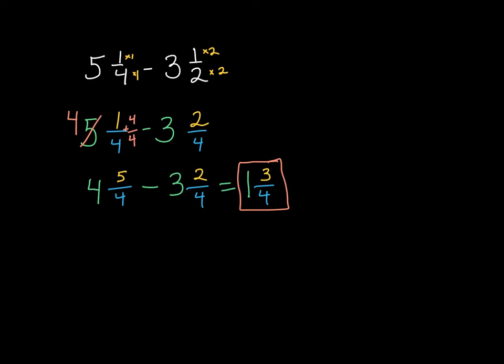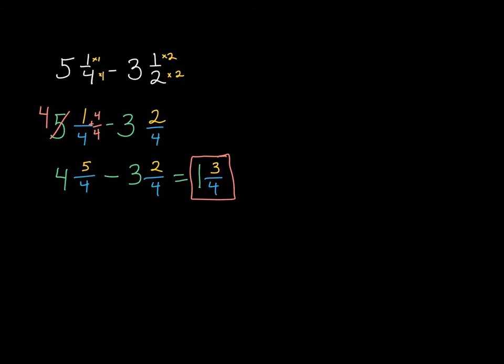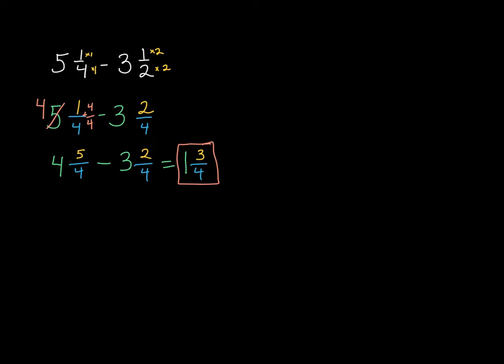Okay, if borrowing seems difficult to you, let's look at a different way we could do this instead. Let's start back with 5 and 1 over 4 minus 3 and 1 over 2. Instead of having to borrow, we're going to change both of these to improper fractions. 4 times 5 is 20, plus 1 is 21 over 4. And then 2 times 3 is 6, plus 1 is 7 over 2.